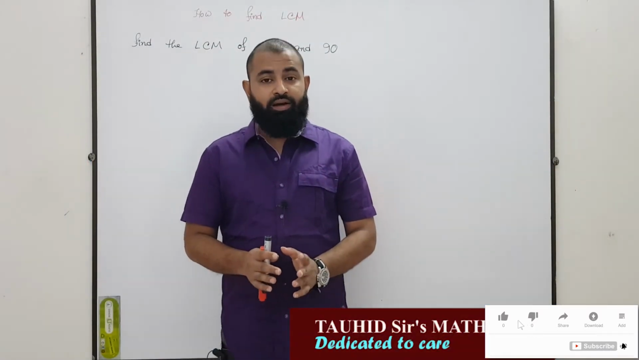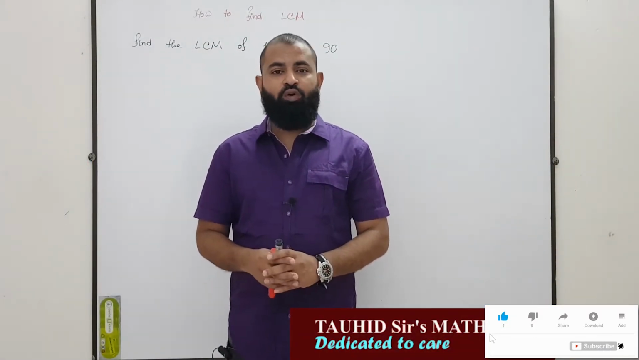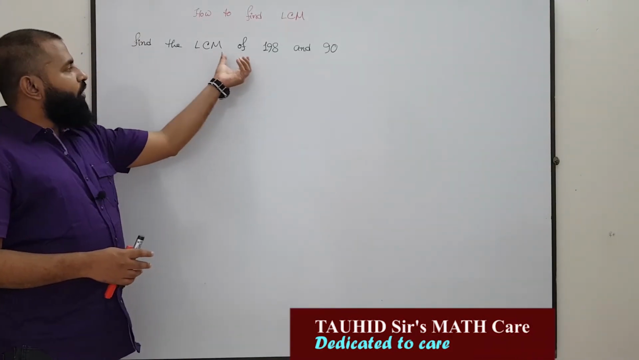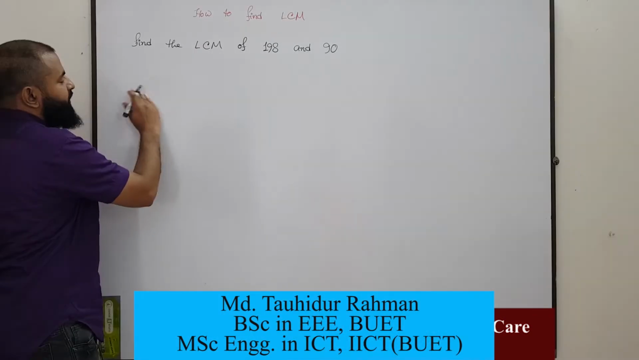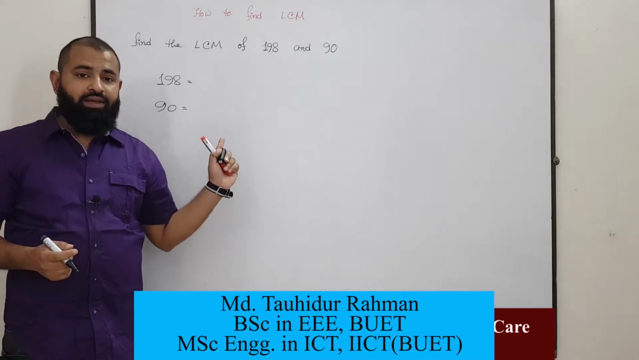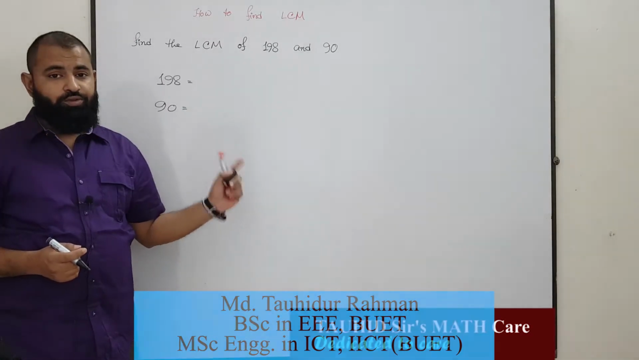Now we will learn how to find the LCM of two numbers. Here you see an example. Find the LCM of 198 and 90. First of all, what should I do? I will factorize 198 and 90 into their prime factors.